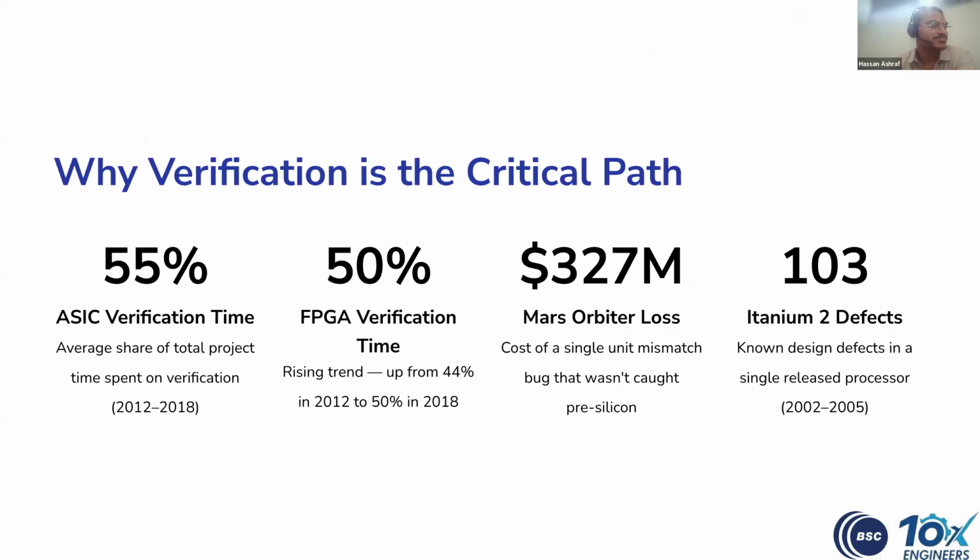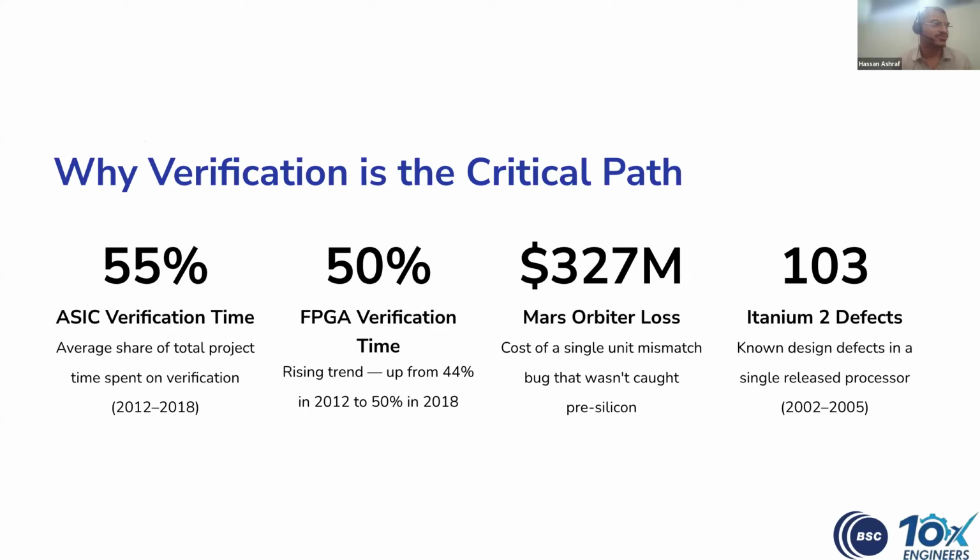Moving forward. So we have discussed the importance and the criticality. So here are some examples why verification is the critical path. Let these numbers sink in. 55% of the ASIC project time goes to verification, and around 50% of the verification time goes to verification.